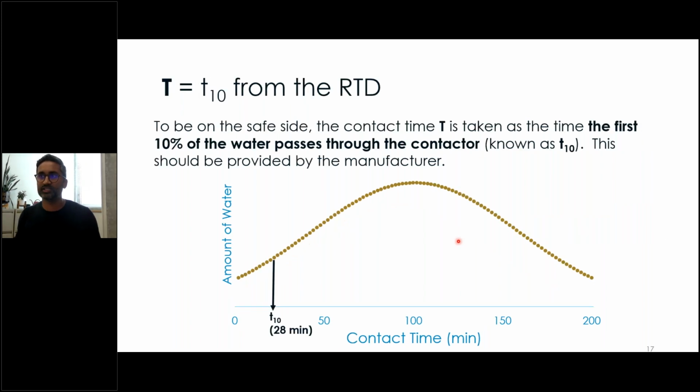So to be cautious, we're going to use what's called the T10. The T10 is taken as the time that the first 10% of water makes it through. The fastest 10% makes it through.